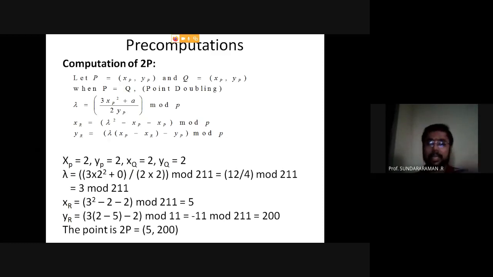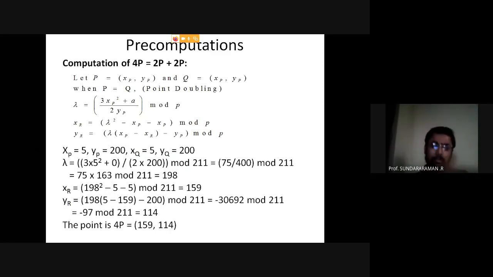So now we generated 2P and we can store it in the memory, or in some other variable, or a list, or array, or whatever it may be. Next, computation of 4P. 4P can be performed by point doubling of 2P. That is 2P plus 2P. Again, I am doing the point doubling process. So lambda here is equal to 198 by applying a similar equation as we used for 2P. XR, again lambda square minus XP minus XQ, because XP and XQ are equal here.